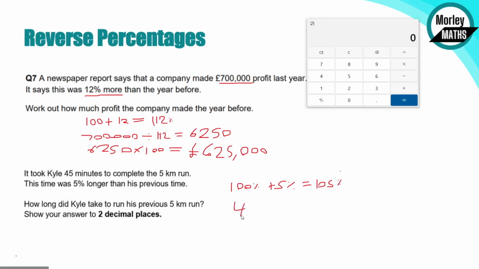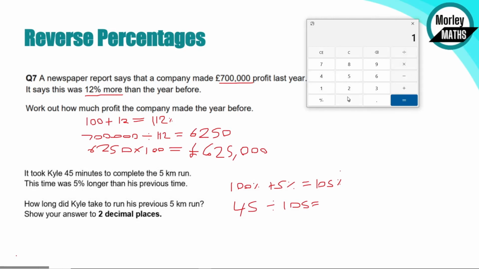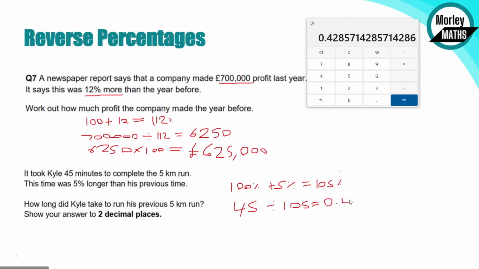So it took 105% of the time of his old one. So if we do 45 minutes divided by 105%, that will give us the value of 1%. So 45 divided by 105 gives us 1%. So 0.42857. I'll just do it as that.